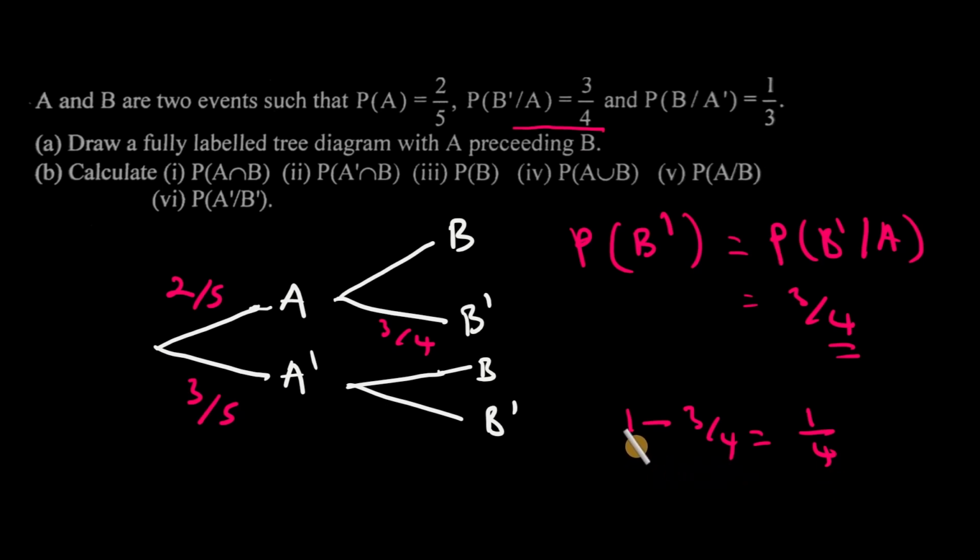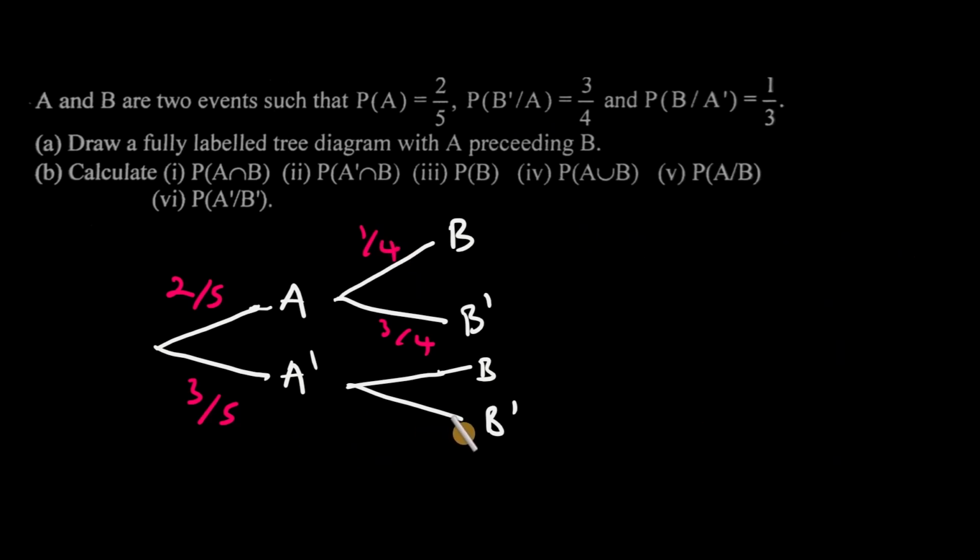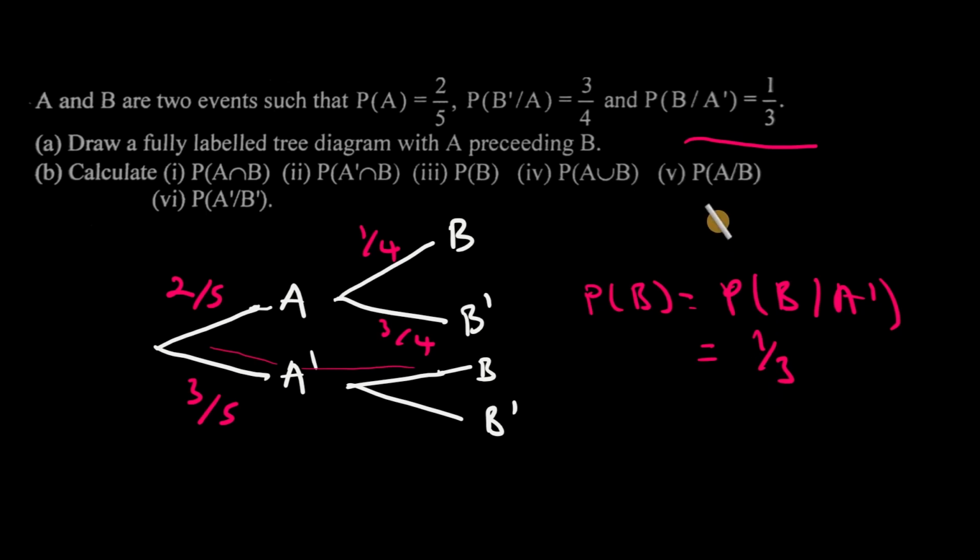That's 4 times 1, which is 4 minus 3 is 1 on 4. So it means here is 1 on 4. And here, probability of B prime depends on probability of A prime, and probability of B here depends on probability of A prime. So it means the probability of B here, that's along this branch, is the same as probability of B given that A prime has occurred. So it means that probability of B here is 1 on 3 as given in the equation.